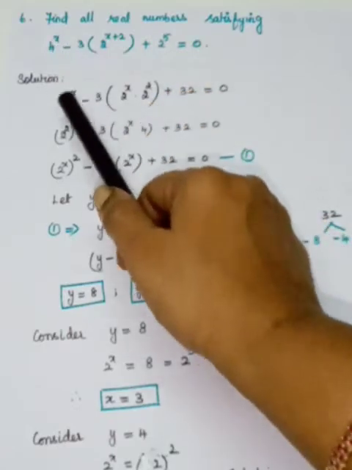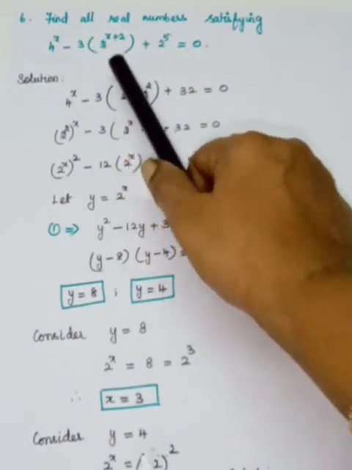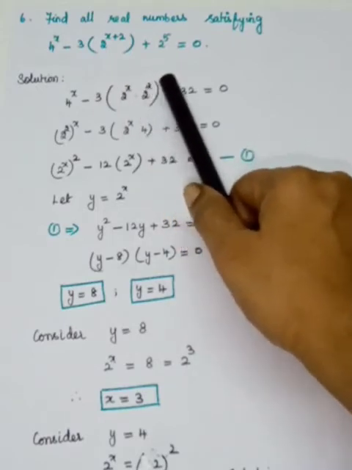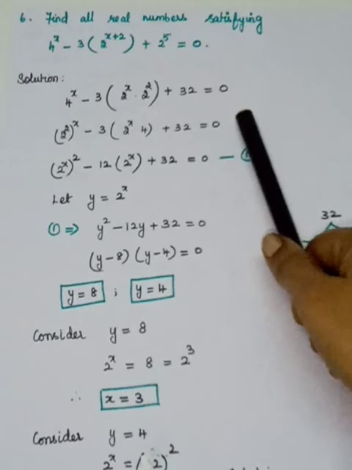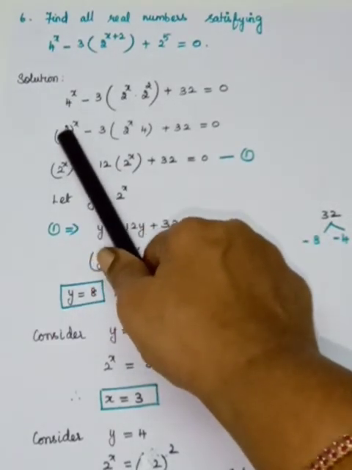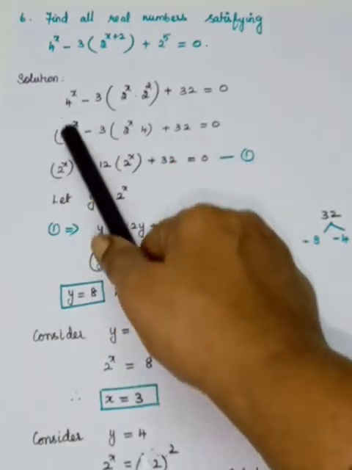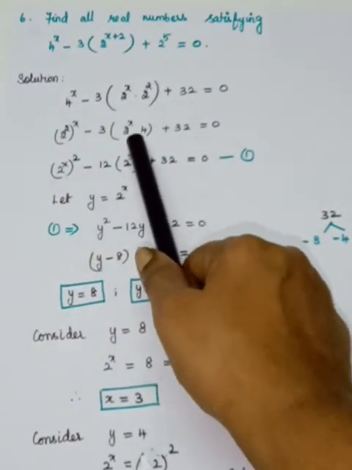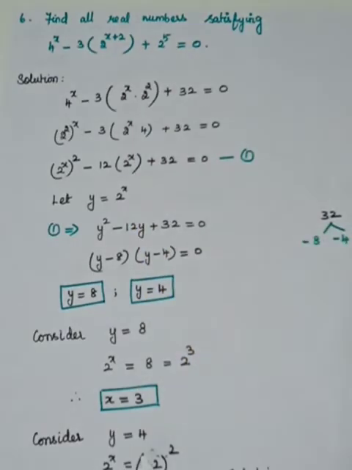Okay, you take 4 power x minus 3 into, so how can you write this term? 2 power x into 2 squared plus, what is 2 power 5? It is 32, equal to 0. This 4 can be written as 2 squared. The whole to the power x, minus 3 into 2 power x. What is 2 squared? It is 4, plus 32 is equal to 0.